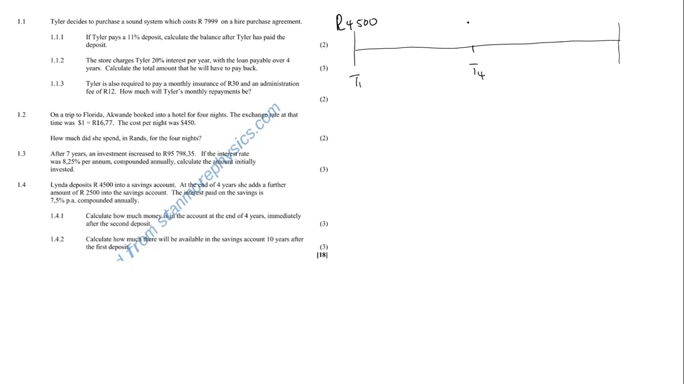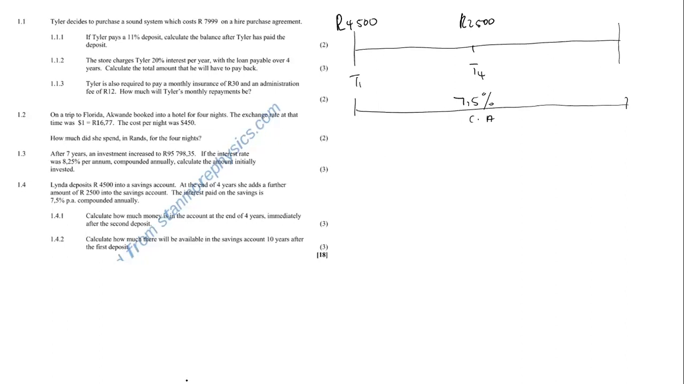And then Linda came again 4 years later. She added another amount in the savings account. She added how much? 2,500. She adds another 2,500 into the savings account. The interest paid on the savings is 7.5% per annum compounded annually. Apparently, the interest has been the same throughout, but the interest of how much? The interest of 7.5% compounded annually.